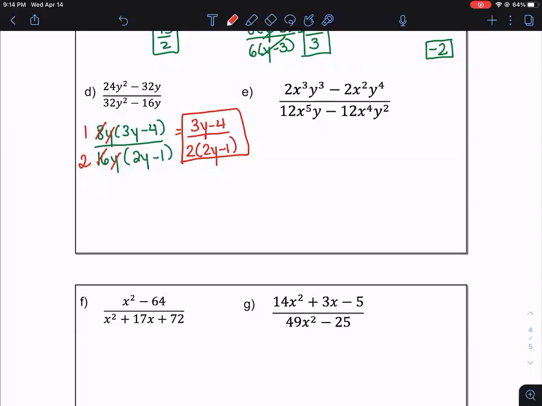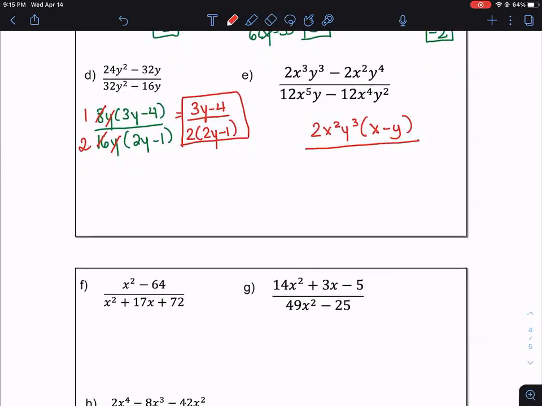Okay, so for E, we're going to factor out our GCF in the top, 2x squared y to the third. Remember, we go with the lower exponents. So we're going to be left with x minus y. 2 from 2, x squared from x cubed is an x. Y cubes cancel, and then the 2's go, the x squareds go, we're left with a y. Denominator, we have a GCF of 12x to the fourth y, so we're left with x minus y as well.